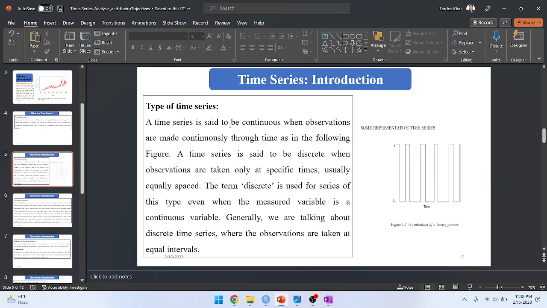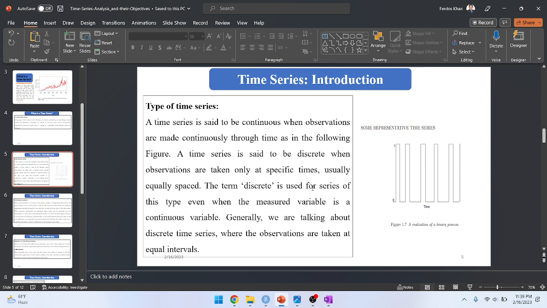A time series is said to be continuous when observations are made continuously through time. In this figure you can see a continuous time series just going, and there is no break. So this is a continuous time series, where the variable can be measured over time. A time series is said to be discrete when the observations are taken only at specific times, usually equally spaced, like on an hourly, daily, monthly, or yearly basis, like GDP, etc.